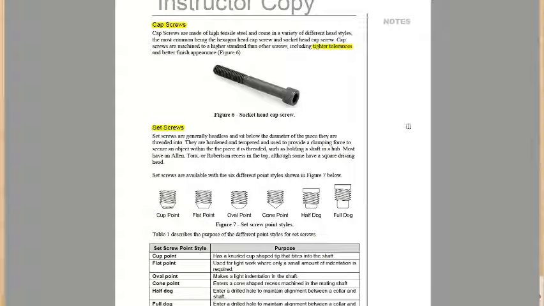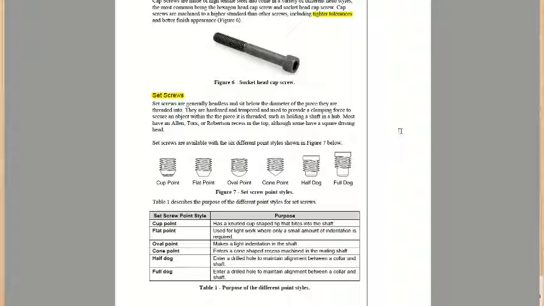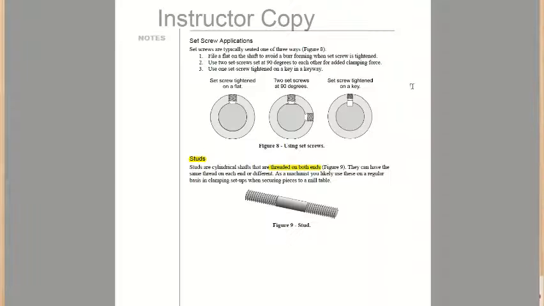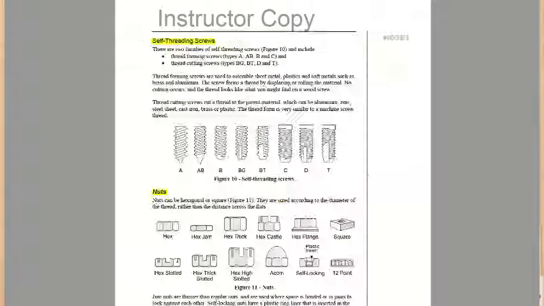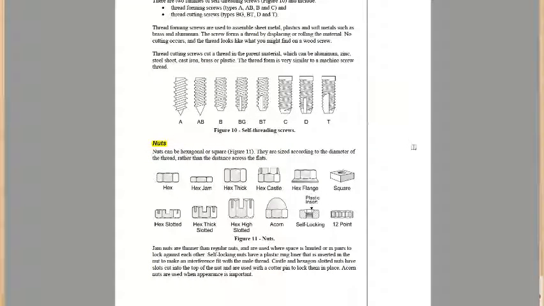Cap screws have a tighter tolerance than machine screws. Set screws also have a call out for threading. And studs are threaded on both ends. Self-threading screws, thread forming screws, and thread cutting screws have thread call out designations, as do nuts, Figure 11.